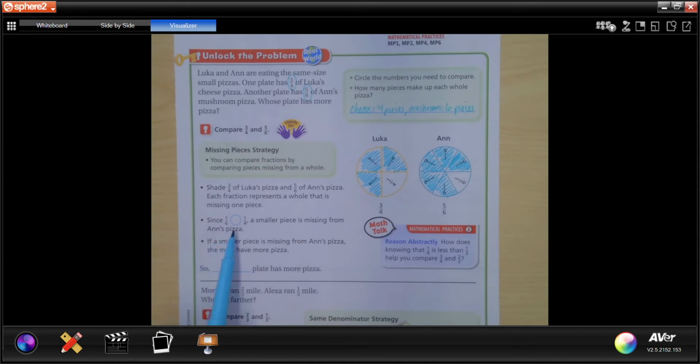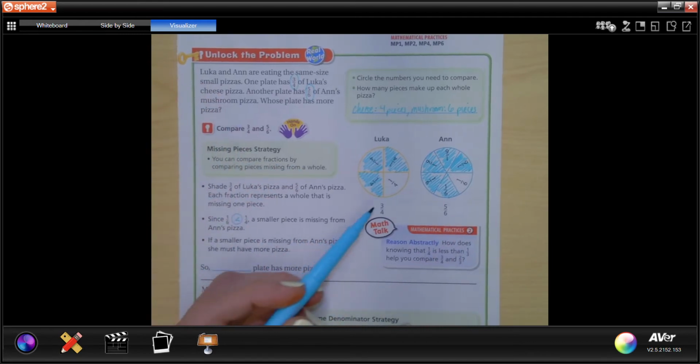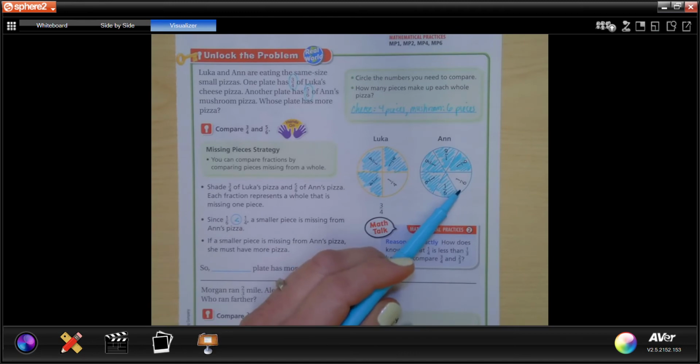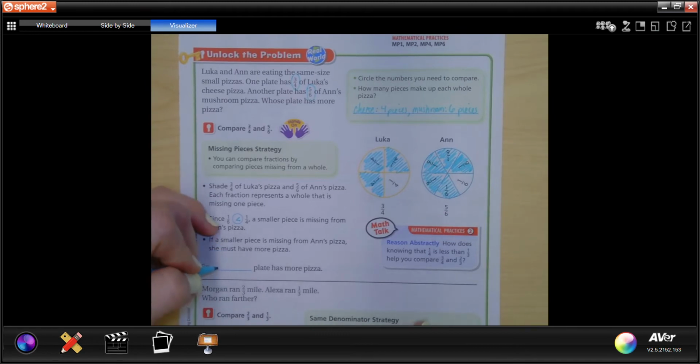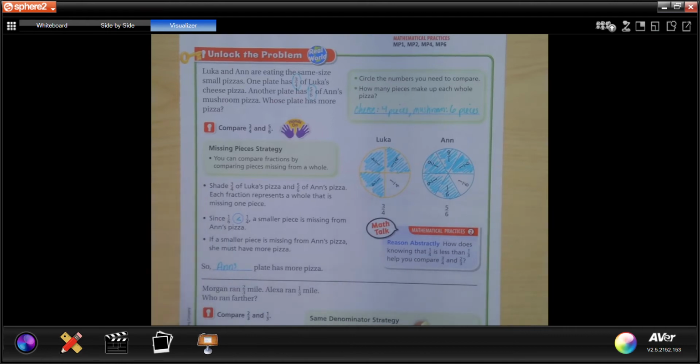So we know that since 1/6, see, 1/6 is less than 1/4, a smaller piece is missing from Anne's pizza. If a smaller piece is missing from Anne's pizza, she must have more pizza. So, Anne's plate has more pizza.